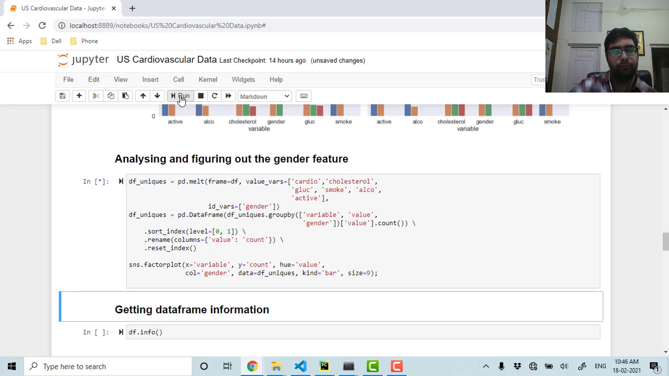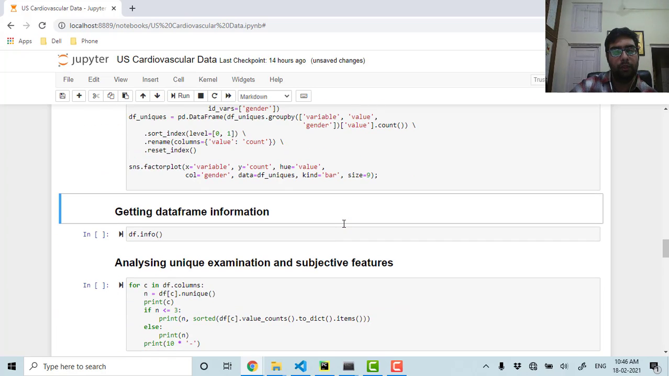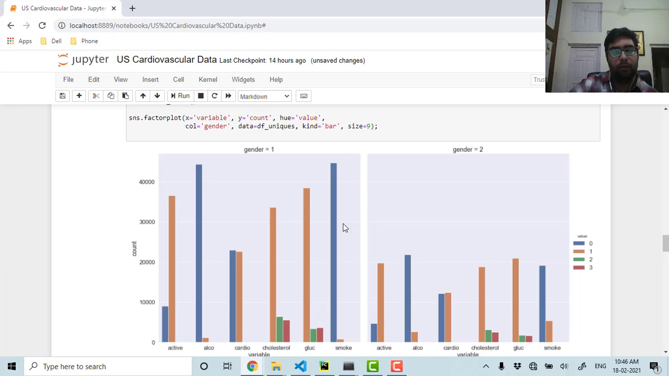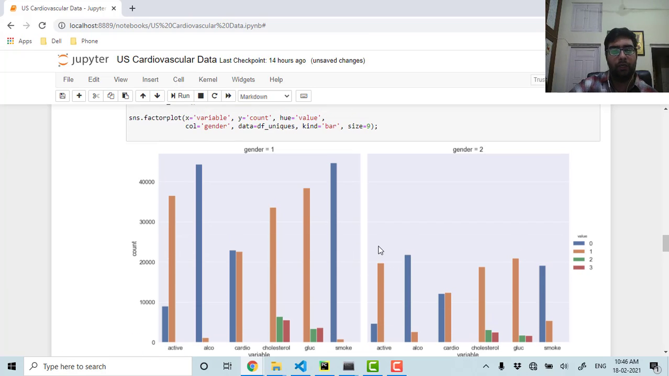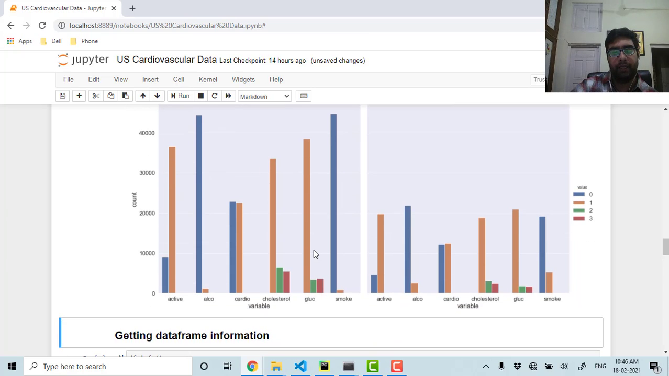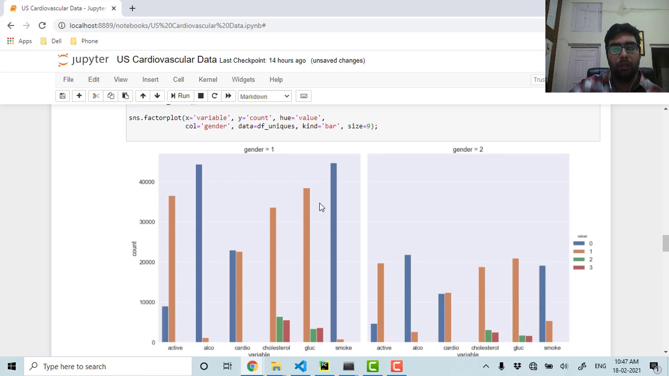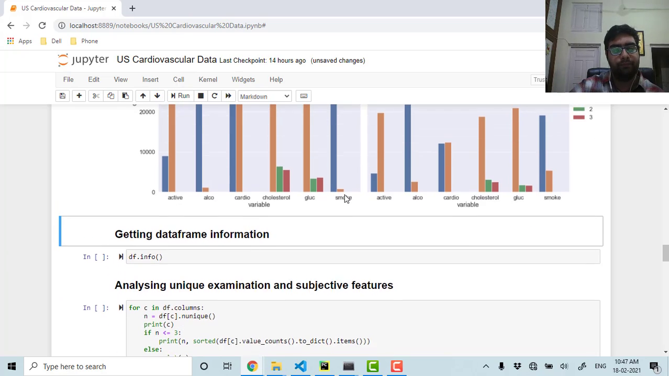So if we see gender 1 and gender 2, gender 1 is double of gender 2, that's why it is showing more data in gender 1 than gender 2. So by analyzing this, we can say that not much conclusion can be drawn from this graph. So let's try another thing.